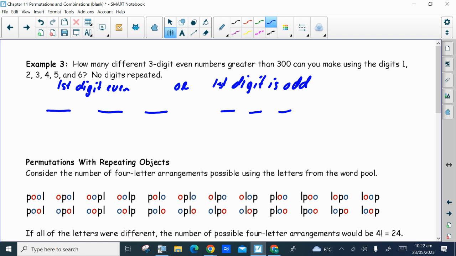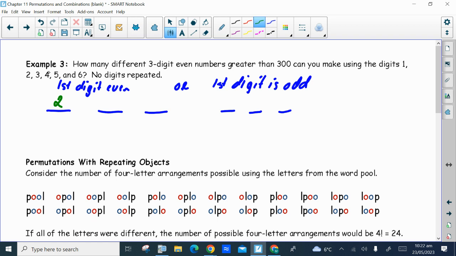So if the first digit is even, in this case, that means either a 4 or a 6, because the number itself has to be greater than 300. There are only 2 digits that are even that are greater than 3 in this case. So there's our first restriction we're talking about, what the first digit is. So now we'll look at our other restriction, which is what the last digit is. The number must be even, so the last digit must be even.